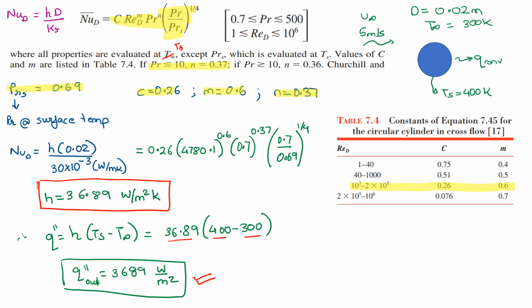So this is how you approach a problem of calculating the heat flux for a particular geometry. First thing, you identify the geometry, then you identify the flow, you calculate the film temperature, calculate the properties at the film temperature, find the appropriate correlation for the Nusselt number, then calculate the h and then the heat flux.